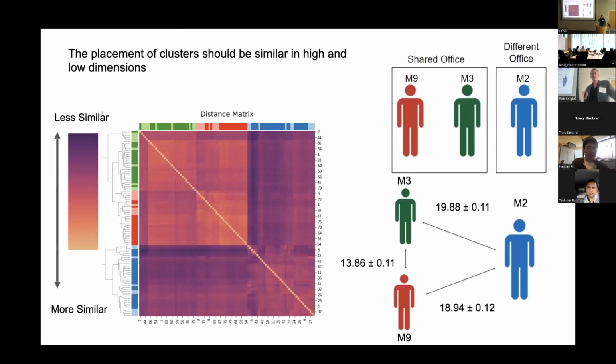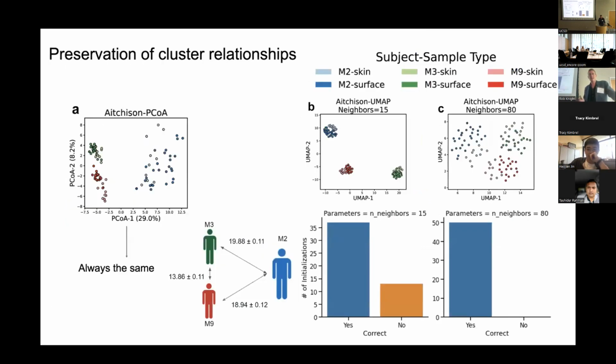We also wanted to check that the placement of clusters was going to be similar both in high dimensions and low dimensions, which is often a failing of dimensionality reduction techniques. We also wanted to check that we were going to preserve the cluster relationships. Essentially, we wanted to make sure that the 2 people who shared an office were in general going to look more similar to one another across different parameter settings for UMAP, as opposed to principal coordinates analysis, which doesn't take parameter settings and is always the same.